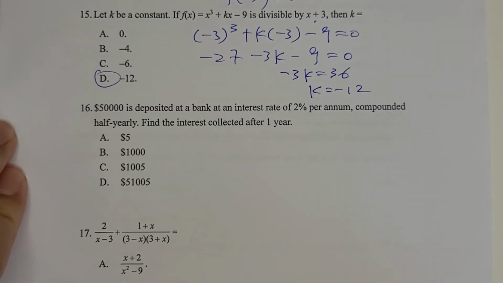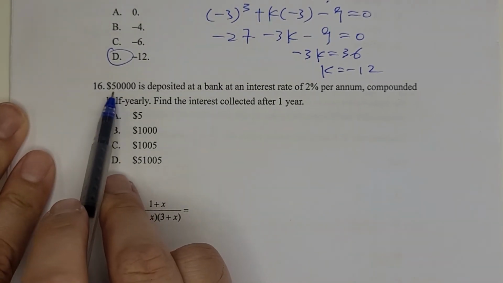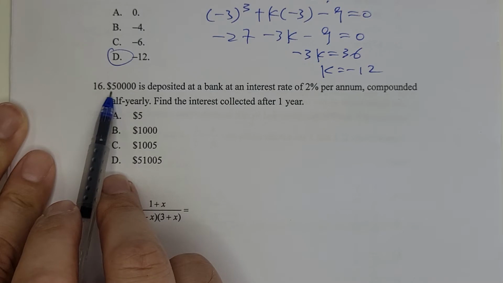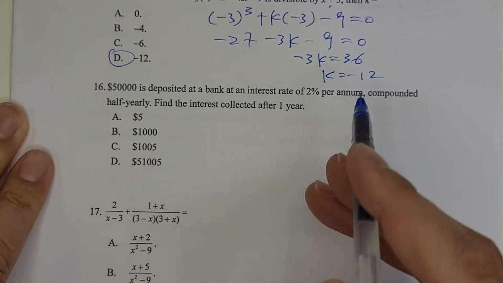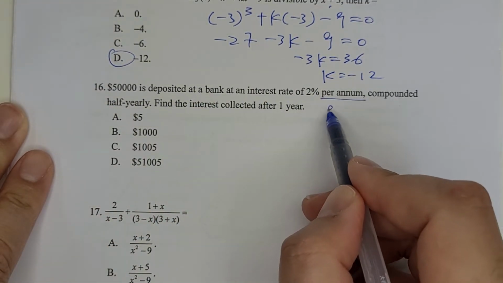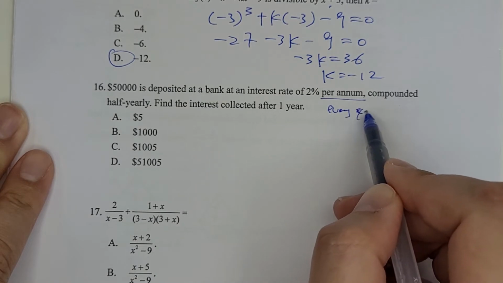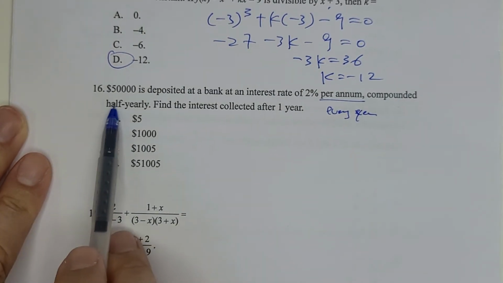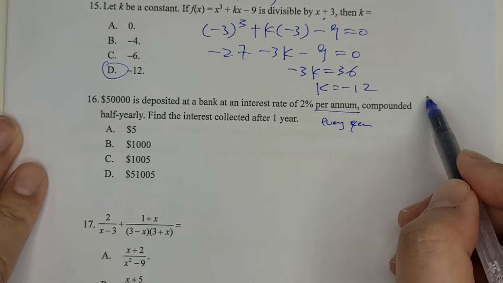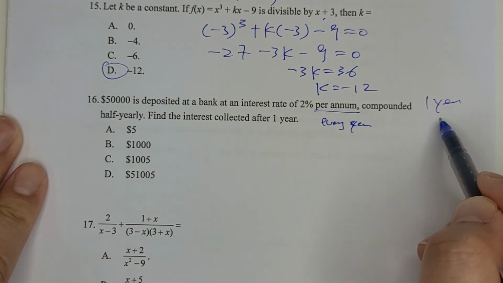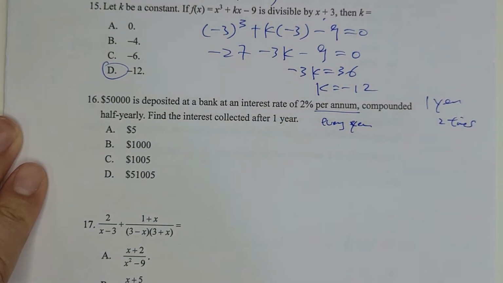So question number 16. $50,000 is deposited in a bank at an interest rate of 2% per annum, but compounded half yearly. That means 1 year, 2 times. Find the interest collected after 1 year.